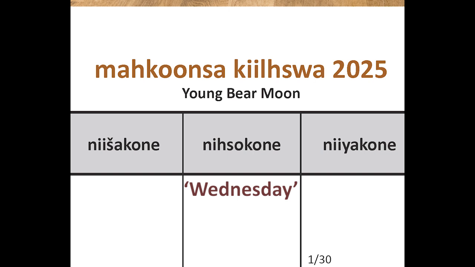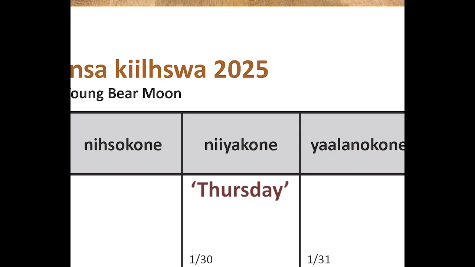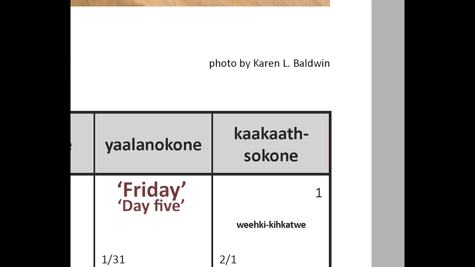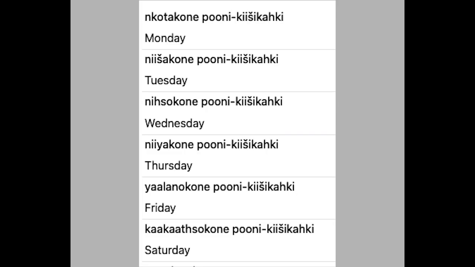Wednesday is nisokone, day 3. Thursday is niakone, day 4. Friday is yaalanokone, day 5. And Saturday is katsokone, day 6. The formal words for all of these that you see on the very first page end in punikishikake. This just marks it as just one day. But for the purposes of this calendar, actually using it, we just have the shorthand.